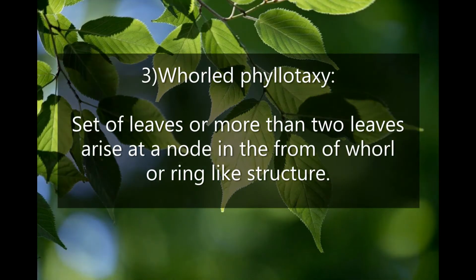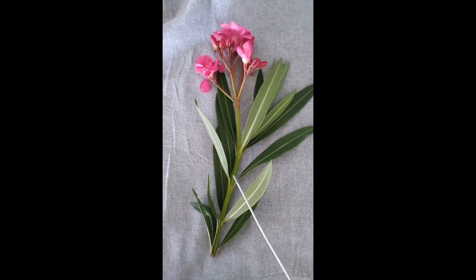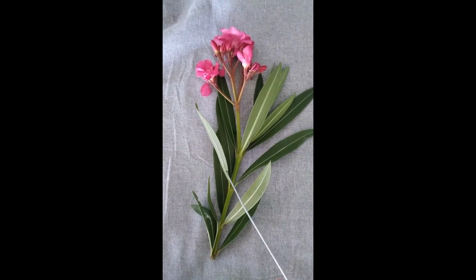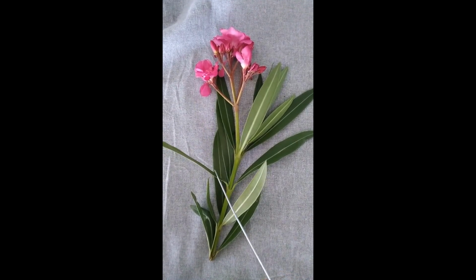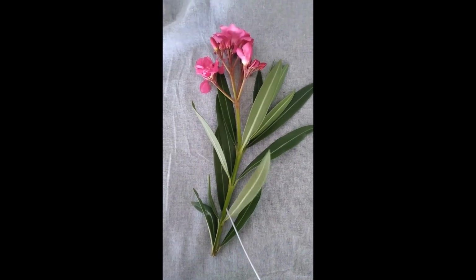Whorled phyllotaxy. It is one in which a set of leaves, or more than 2 leaves, arise at a node in the shape of a ring. Oleander is the best example. As you can see, each node contains more than 2 leaves, and this node contains 3 leaves, which are in the form of a ring shape. So each node contains more than 2 leaves.